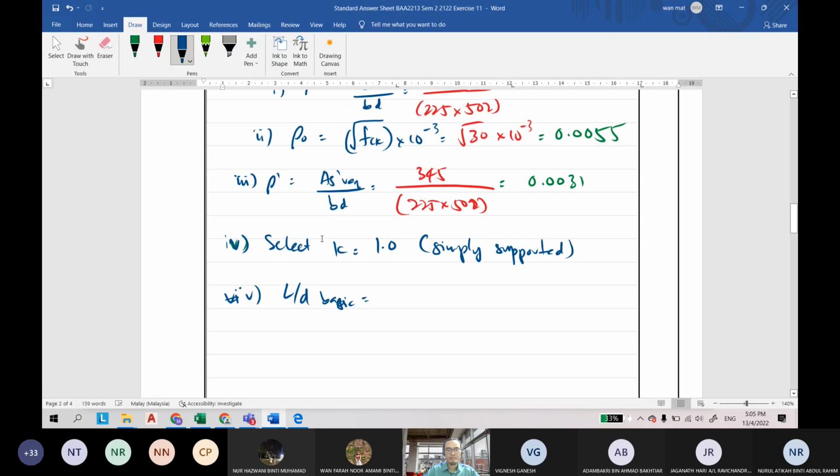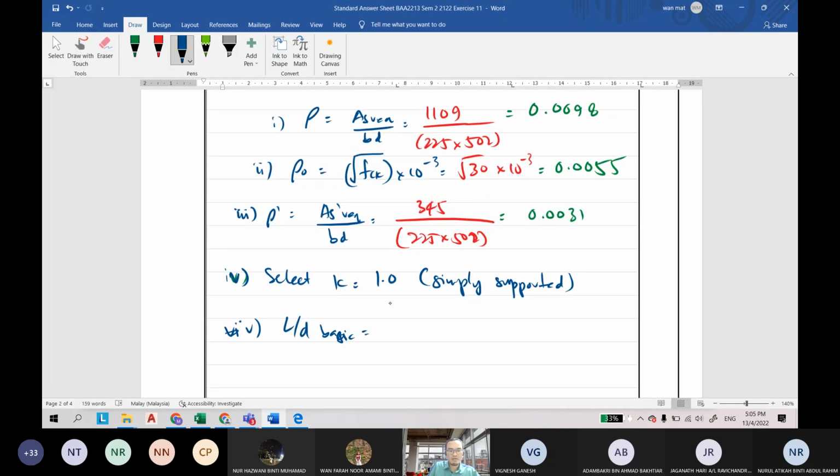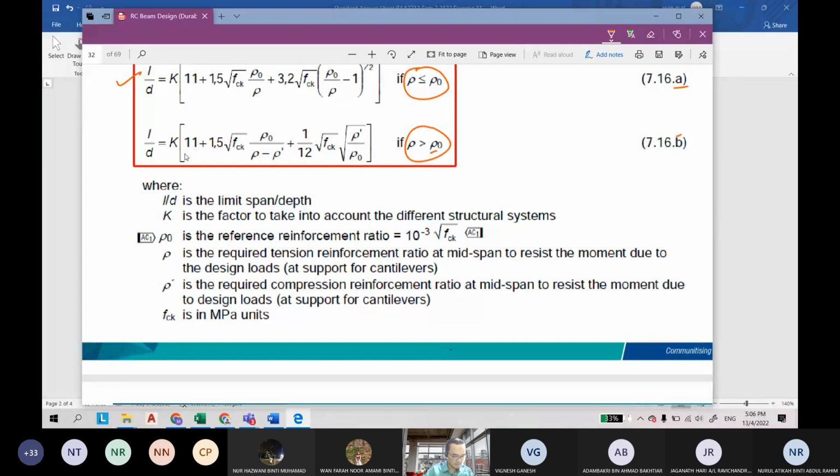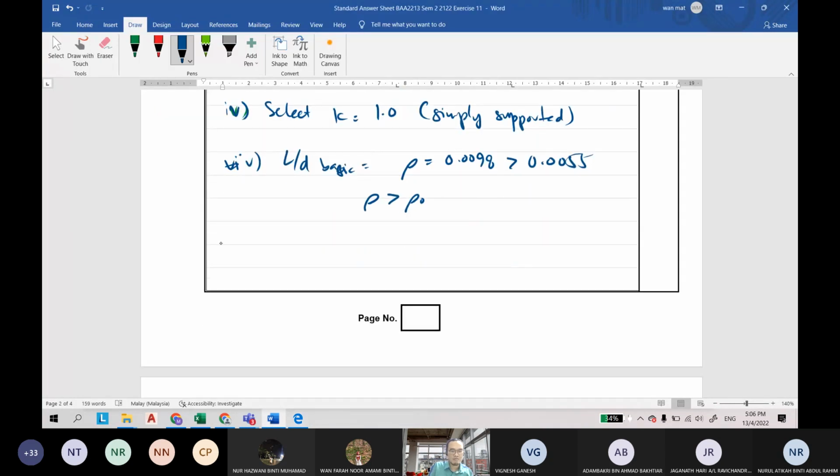So here, since our rho is equal to 0.0098, which is greater than 0.0055, the rho naught here, our rho is greater than our rho naught. So we use equation 7.16b. You must know how to select. L over D basic is equal to K times 11 plus 1.5.